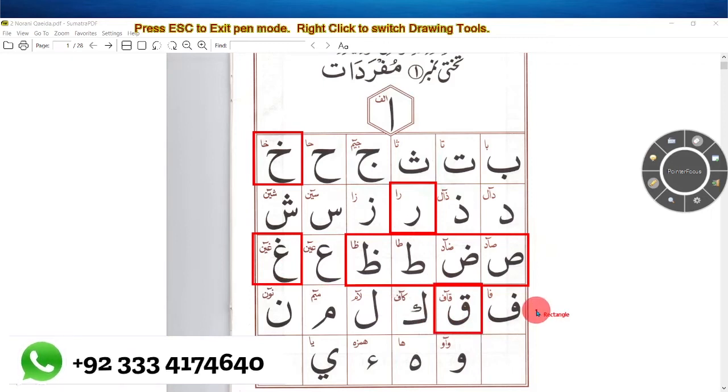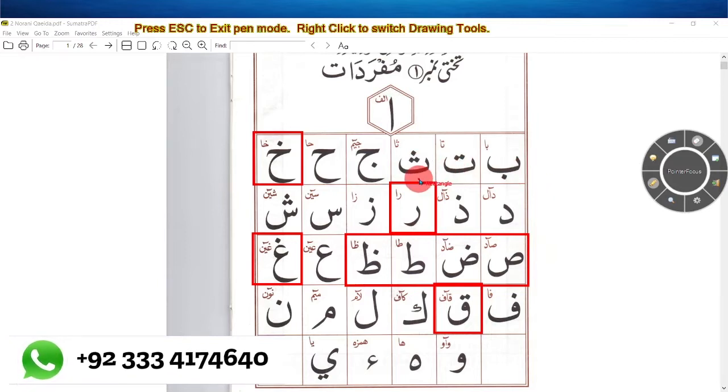Bismillah ar-Rahman ar-Rahim. These are the Arabic alphabets, and the letters inside the red boxes are heavy letters, which means that they have an O sound in them. So Alif, Ba, Ta, Sa. The tip of the tongue will be touching the edge of the upper front two teeth very gently and softly in the letter Sa.